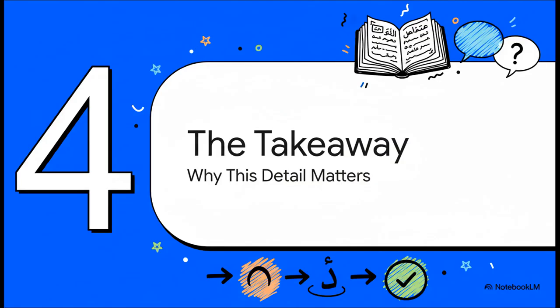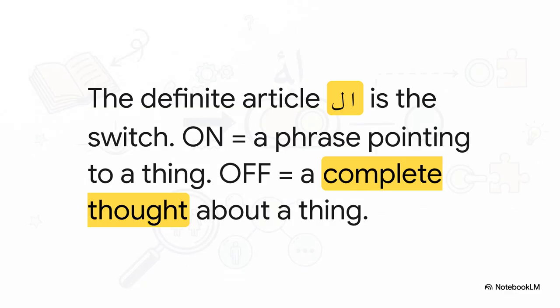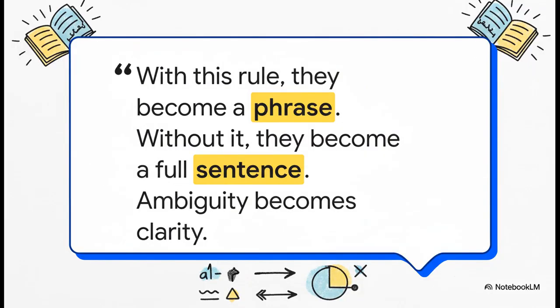So we've seen the rule, we've tested it out, it works. Now let's just zoom out for a second. Why does this one tiny detail, the presence of an alif lam, matter so much? What's the big takeaway? Well, here's maybe the simplest way to think about it. That definite article, the alif lam, it's like a switch. When that switch is on, you're making a phrase that points to a specific thing. "This book," "that nation." It's an incomplete idea. But when you flip that alif lam switch off, that pointer turns into a statement. And suddenly you have a complete thought, a full sentence. "This is a book."